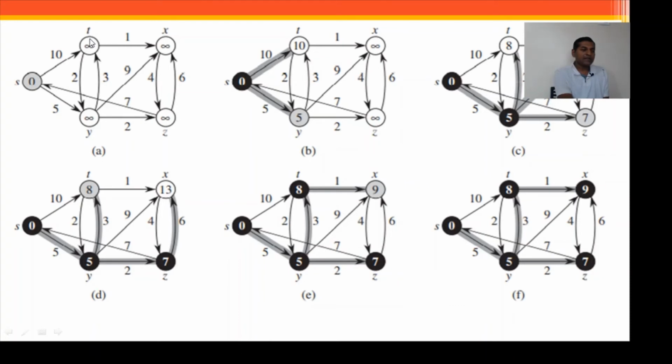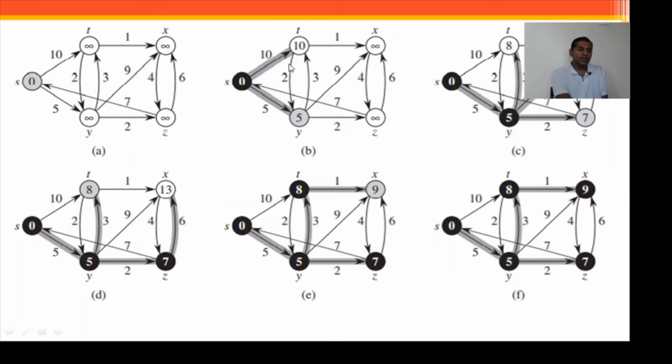So let's relax T. 0 plus 10 is better than infinity, so we will write 10 in the place of infinity. Then 0 plus 5 is 5, and 5 is better than infinity, so 5 is written in the place of infinity. Because we have found a better path, and infinity means no path. Now a path with distance 5 has been discovered.